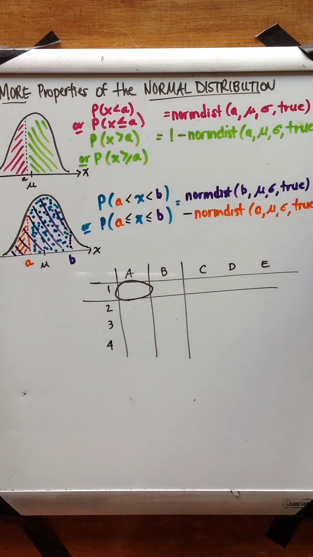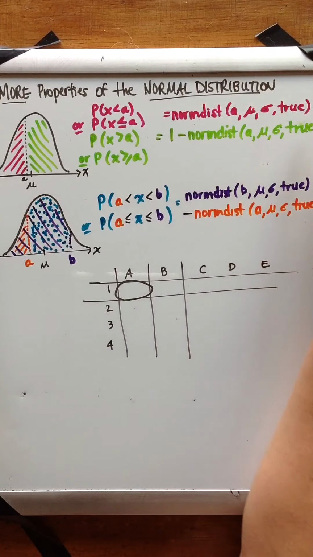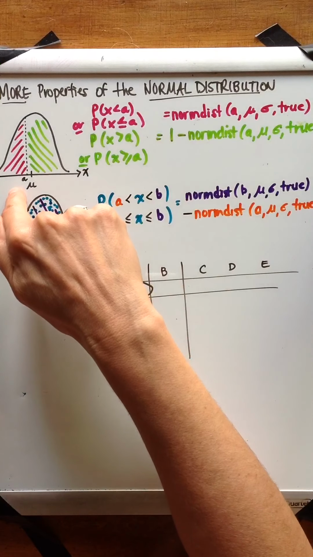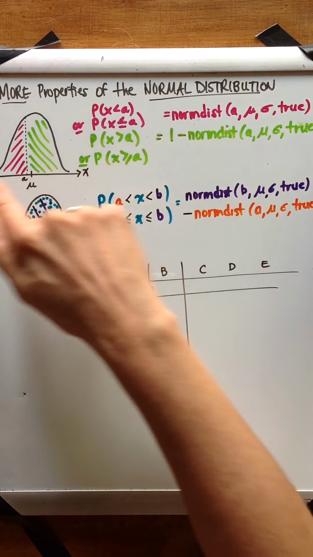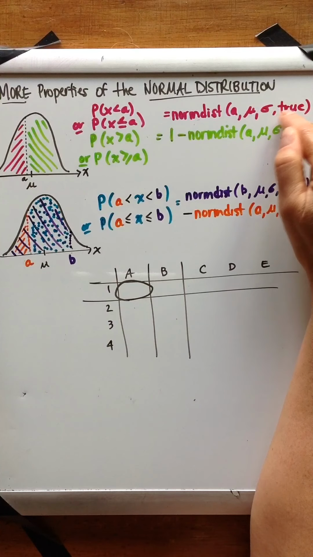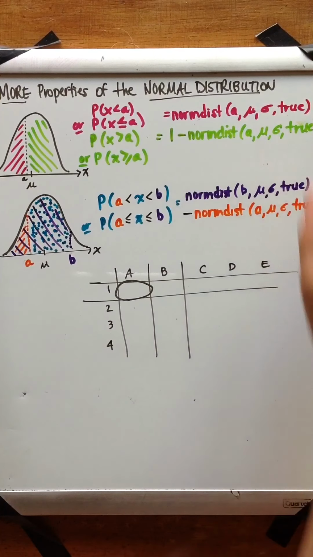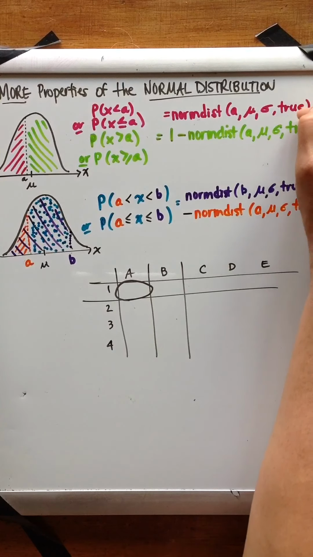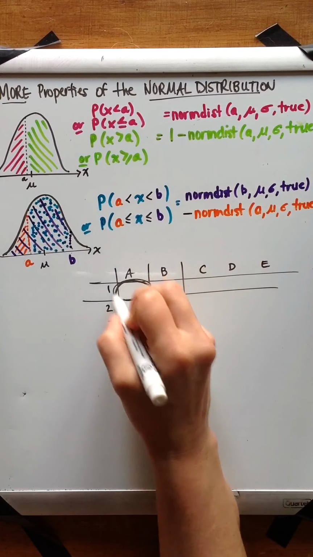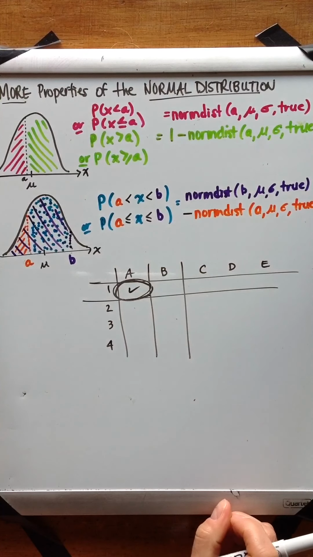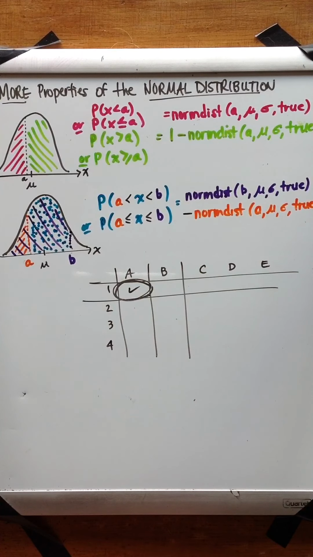So norm dist, and then in brackets, you'll put the value of A, you'll put the value of the mean, the value of the standard deviation for this curve, and then the word true. And again, the word true doesn't have to be in capitals, it can be in littles, and then finally conclude with the other bracket. And then when you hit enter, after you've punched all of that into your cell, you should end up with the value of an answer as a decimal, not as a percentage.